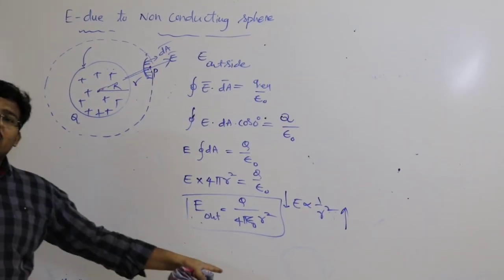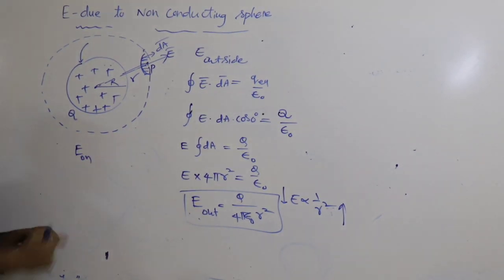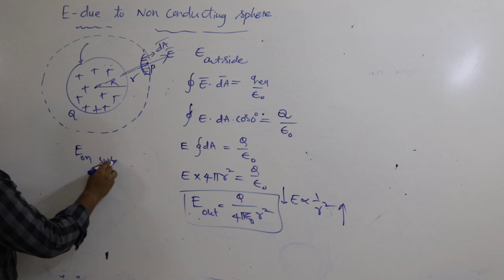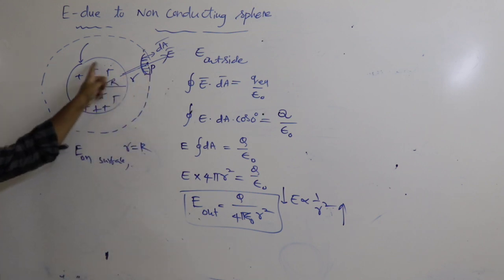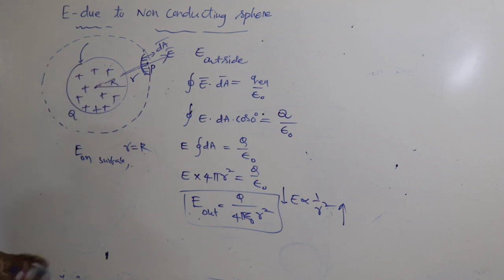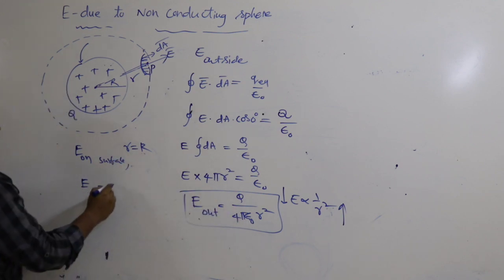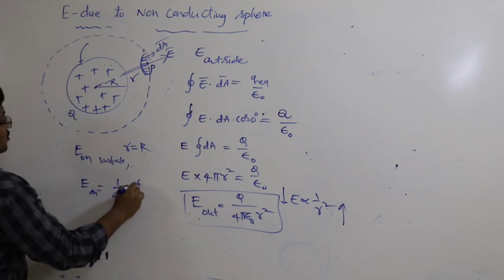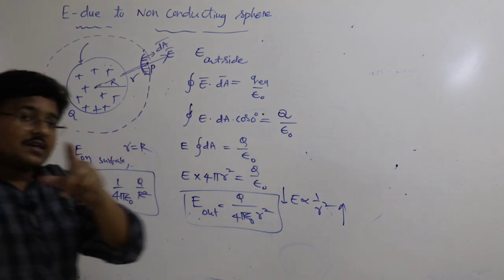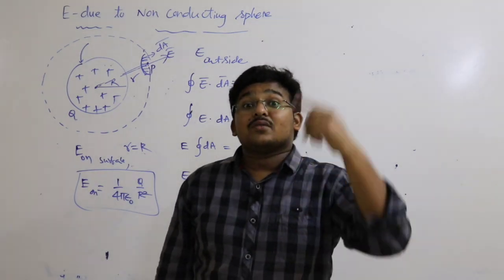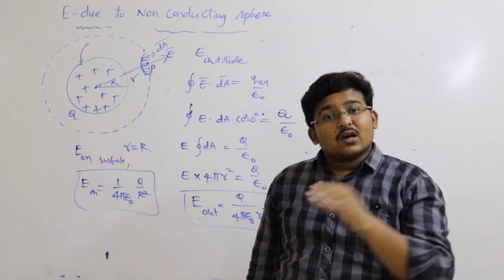Now, sir, what is the field on the surface? On the surface, the distance is equal to R, because you can form a Gaussian surface on the surface like this. So for E on the surface, instead of small r you can put capital R. So E equals 1 by 4 pi epsilon naught Q by capital R square. And you know the electric field will be maximum on the surface. If you go outside, the field decreases.